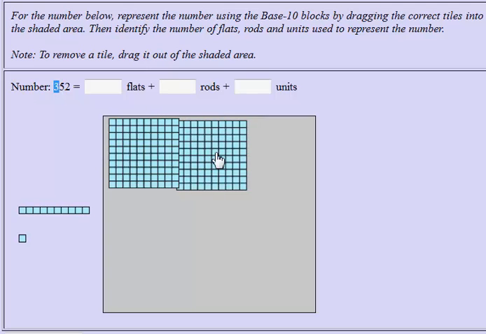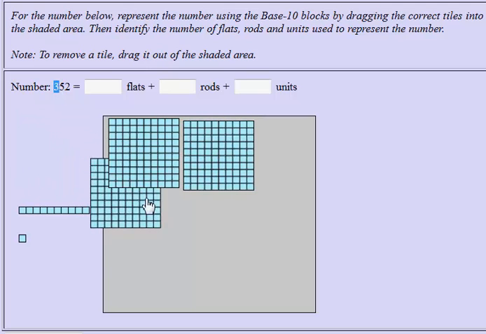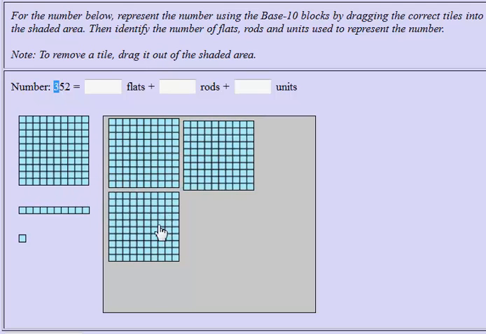If I put a second, and then finally a third, because there's 100 blue squares in each flat, having 3 flats means I have 300 units. That represents the 3 in the hundreds place. Now, because the 5 is in the tens place, that represents 50. It also represents 5 tens, and each rod has 10 units in it.